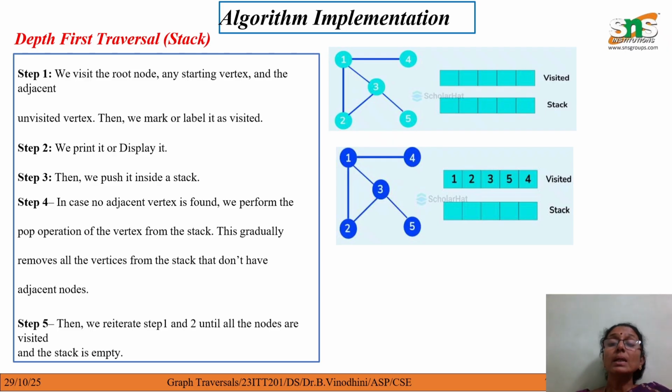For example, consider this graph. The DFS traversal is, first we start with 1. From 1 we go to 2, 2's adjacent is 3, and 3's adjacent is 5. After that, all the adjacent nodes in that one path are visited. Next we backtrack to 1, and then visit 4. So 1, 2, 3, 5, 4 is the order of the DFS traversal.